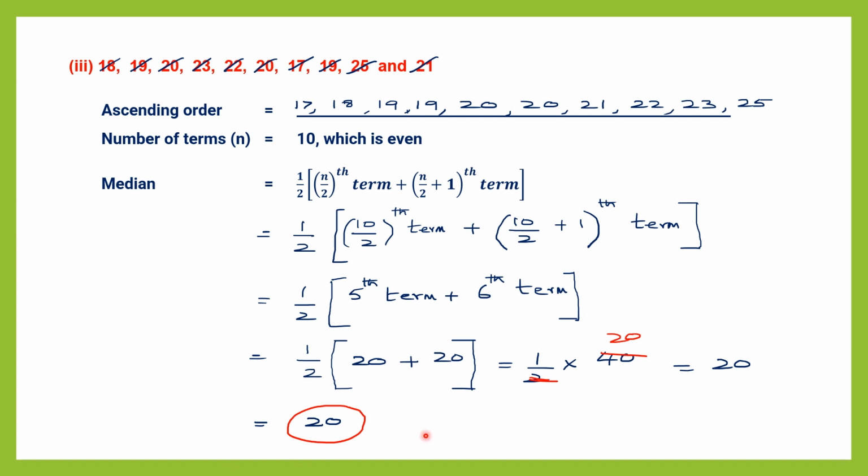So this is what you need to do when your number of terms is even. This is the formula you have to learn to find your median when the number is even.